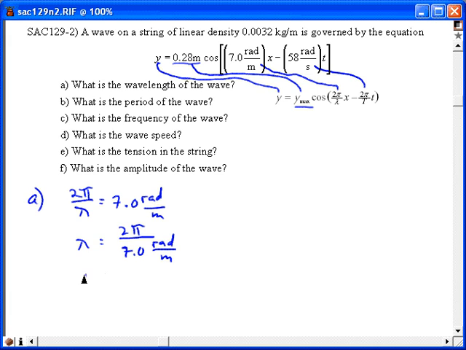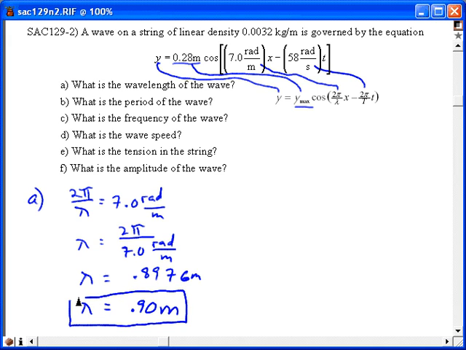I get lambda is 0.8976 meters, to too many sig figs. I'll round it off. Everything's given to 2 sig figs here, so I'll round it off to 2 sig figs. That rounds to 0.90 meters. I'll make it more clear that that's a 6 rather than a c for centimeters, and it's actually 0.8976 meters. So it rounds to 0.90 meters.